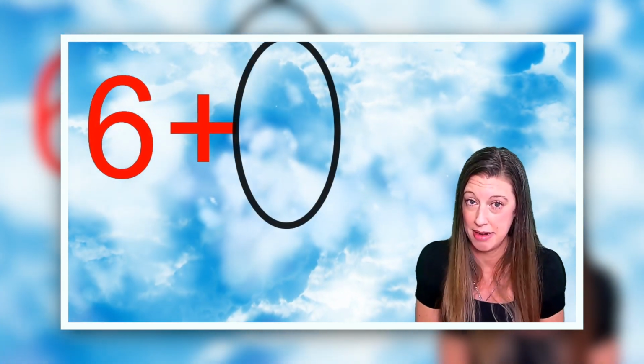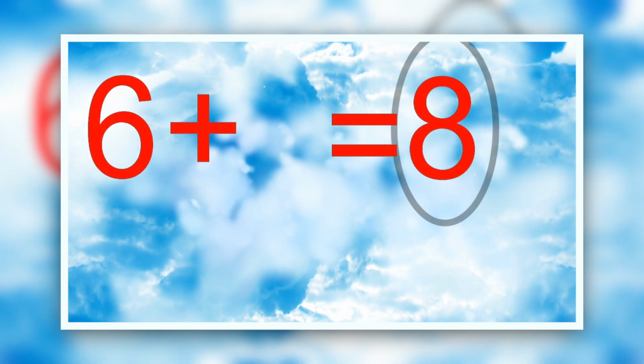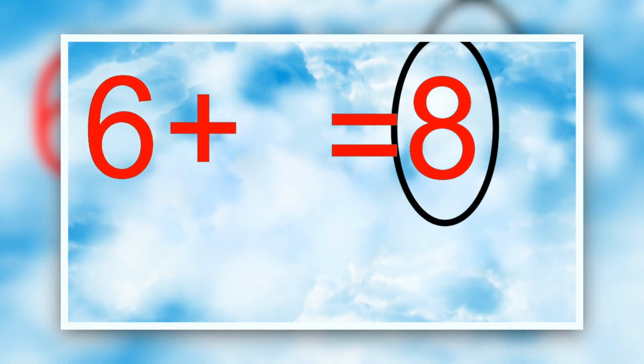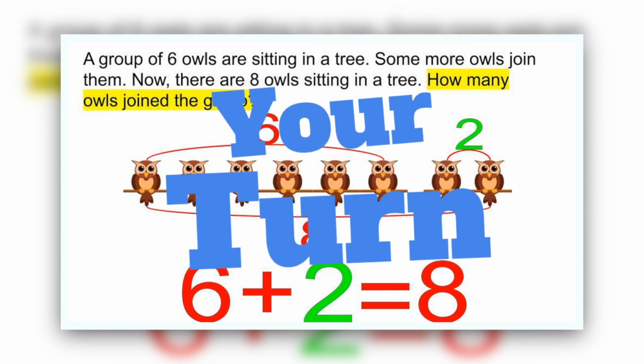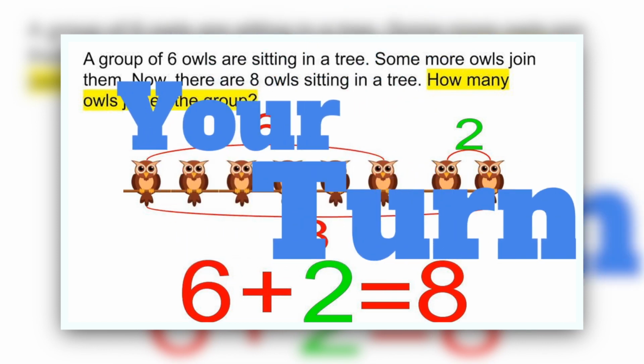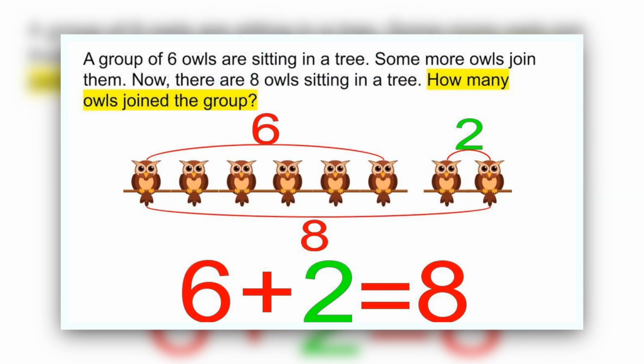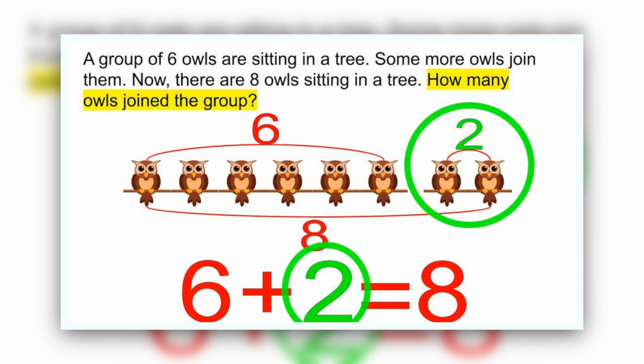Okay, we started with 6 owls. And then some more came in. Now there are 8 owls in the tree. Awesome job. Now we can answer the question. How many owls joined the group? 2. 2 owls joined the group.